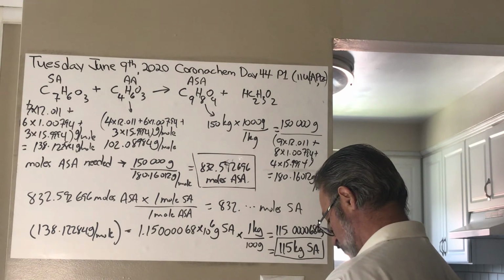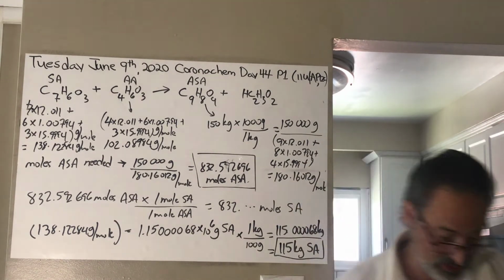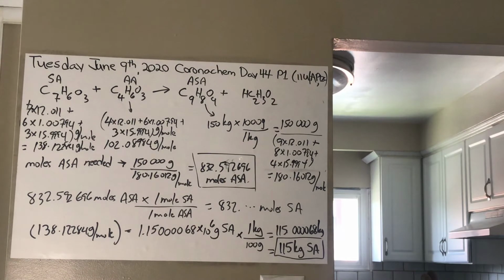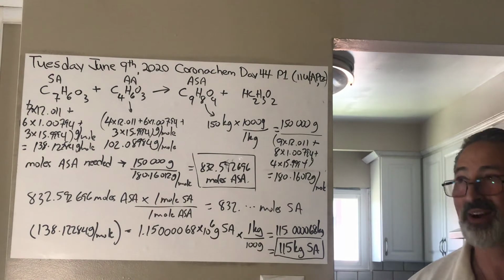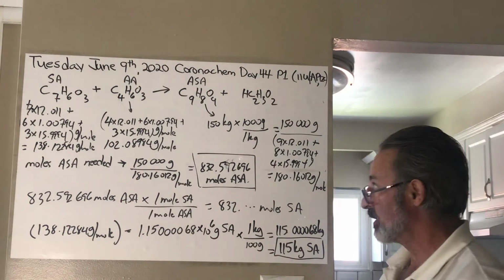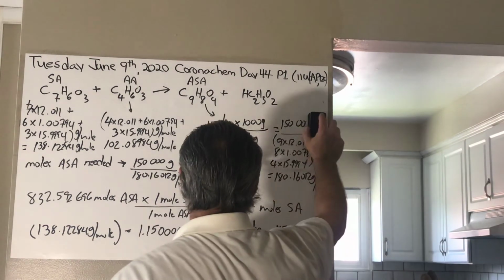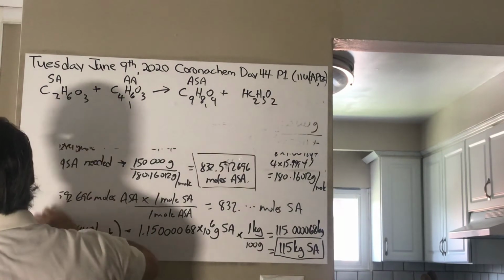Now part B asks, how much salicylic acid would be required if only 80% of the salicylic acid is converted to aspirin? So if only 80% of it is converted, you have to use more of it to get the same result. So let's show how that works. Erase all that.